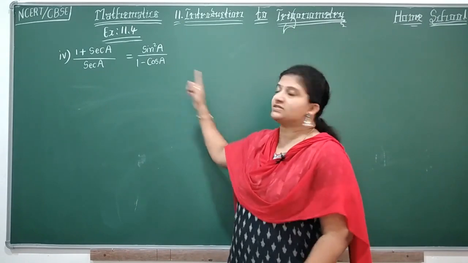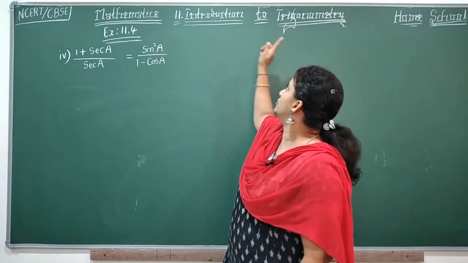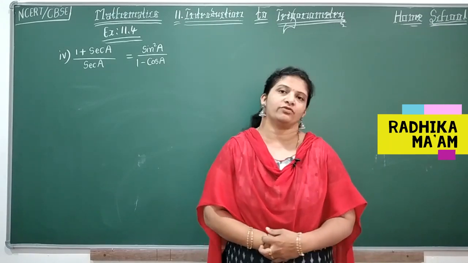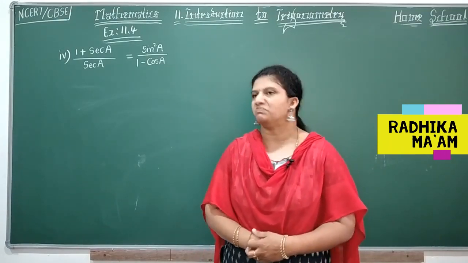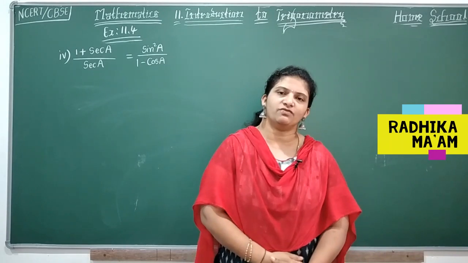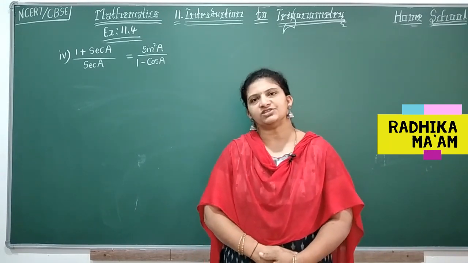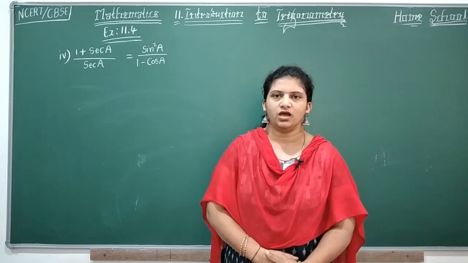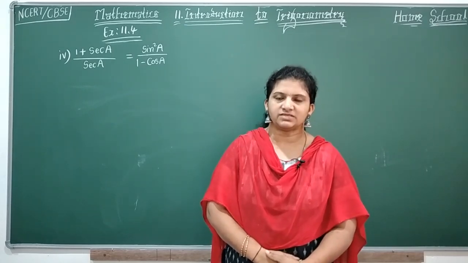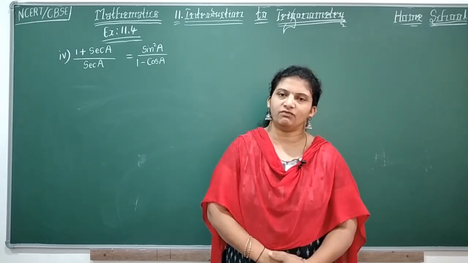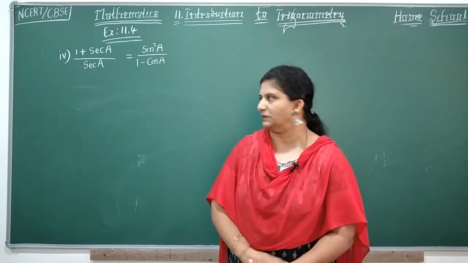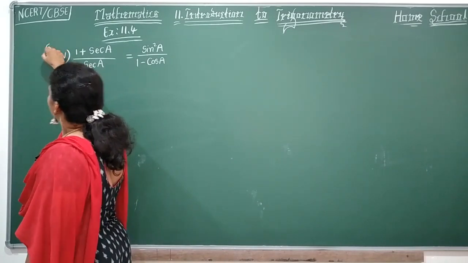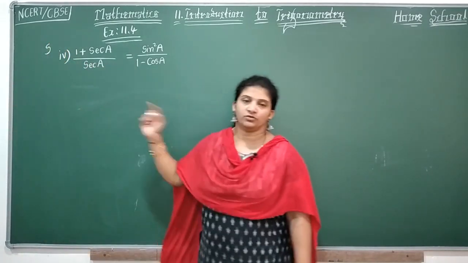We are going to discuss Mathematics 11th chapter Introduction to Trigonometry, exercise 11.4 of your NCERT or CBSE. In our last session we completed up to question 5, problem 3. In question 5 we still have some problems pending. We are going to continue those problems here. So that is question 5, problem 4.